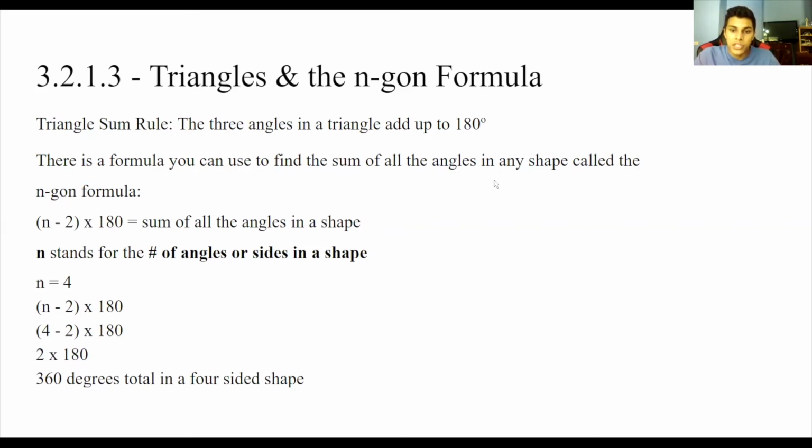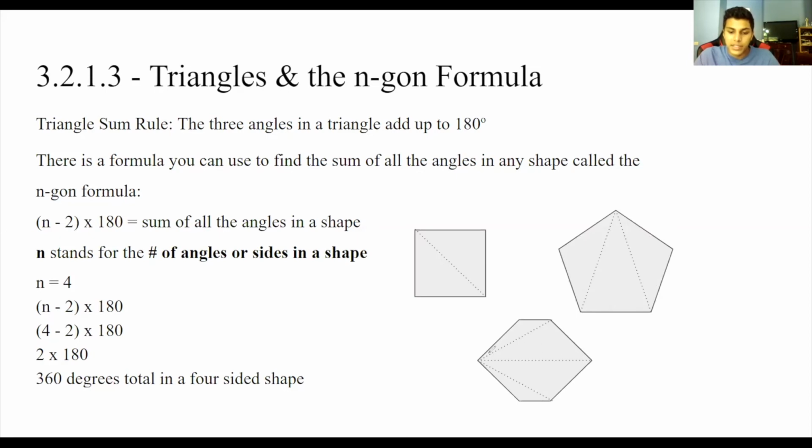So here I have three shapes: a four-sided shape, which is a quadrilateral, a five-sided shape, which is a pentagon, and a six-sided shape, which is a hexagon. And in these shapes, you'll notice I've drawn what we call diagonals, which are lines that connect different vertices or points on these shapes. Now, these specific diagonals break all of these shapes up into a specific number of triangles. So let's start with the four-sided shape. In this quadrilateral, I drew one diagonal, which broke it up into two triangles.